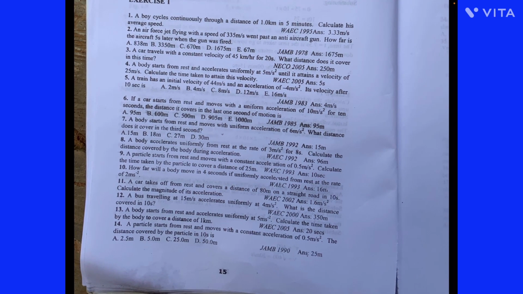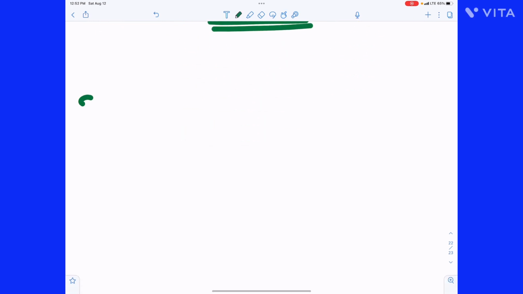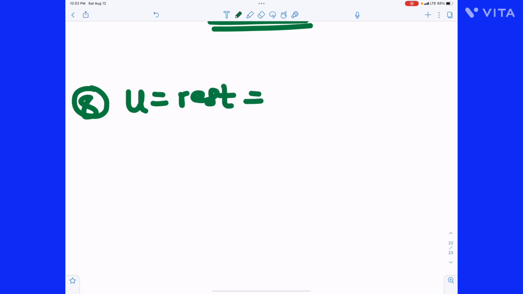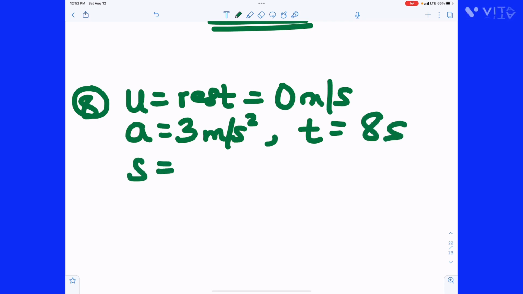Number 8. A body accelerates uniformly from rest at the rate of 3 meters per second squared for 8 seconds. Calculate the distance covered by the body during the acceleration. That's a simple question. A body accelerates uniformly from rest. The initial velocity is 0 meters per second. Acceleration is 3 meters per second squared. The acceleration occurred for a time of 8 seconds. So the question says we should find the distance traveled.